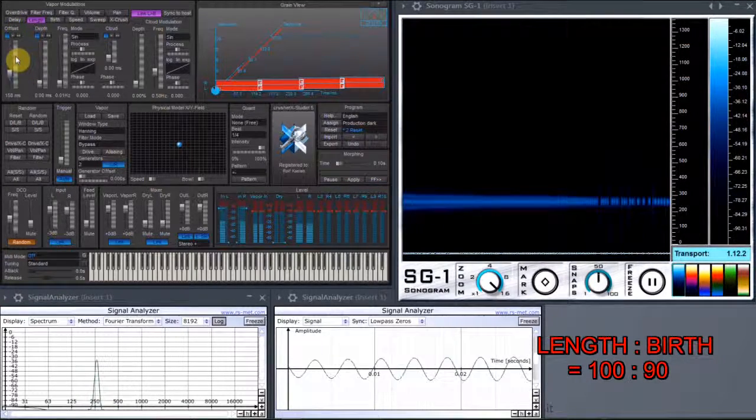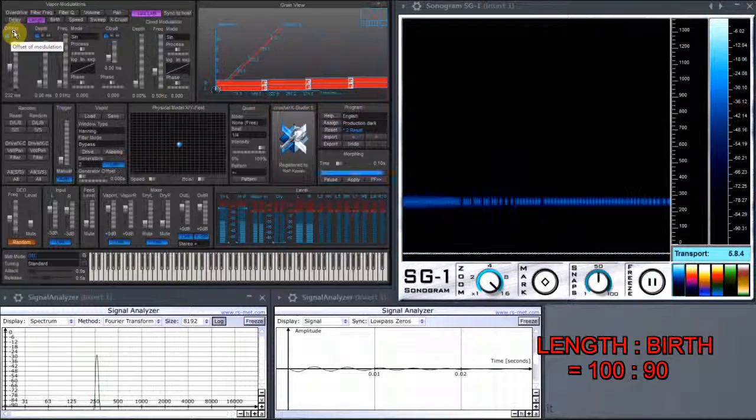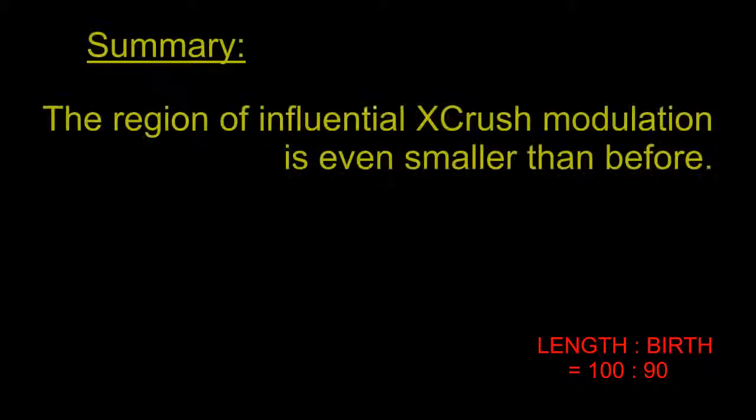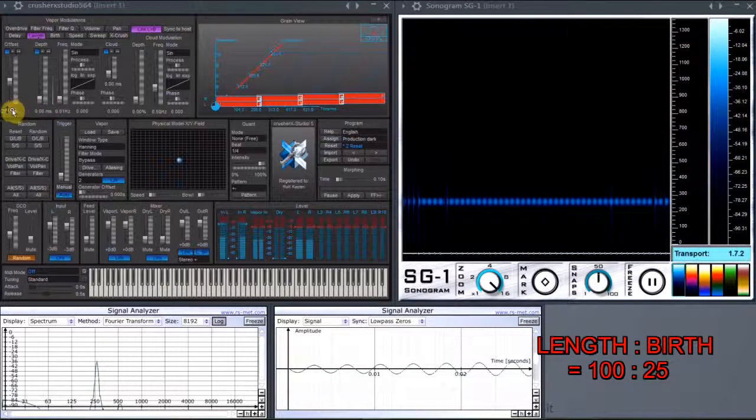and at about 150 milliseconds there is only a fluctuation of the sine wave's loudness without changing the sound, the timbre. Summary: in accordance with the last experiment, the region of influential XCrush modulation is even smaller. Let's go in the other direction now.